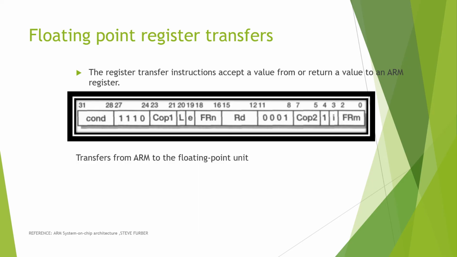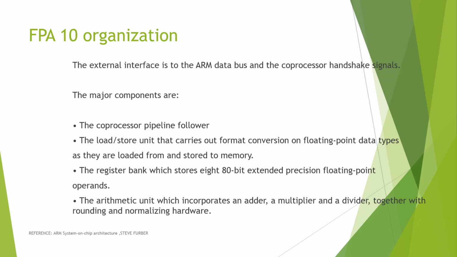So this is about floating point registers. Now, coming to the organization of the FPA10, the major components are a coprocessor pipeline follower, a load or store unit, a register bank, and the arithmetic unit. The coprocessor pipeline follower works depending on the pipeline stage. The load or store unit is used for loading and storing into or from the memory.